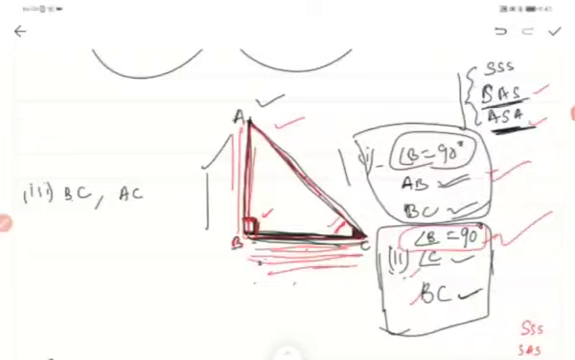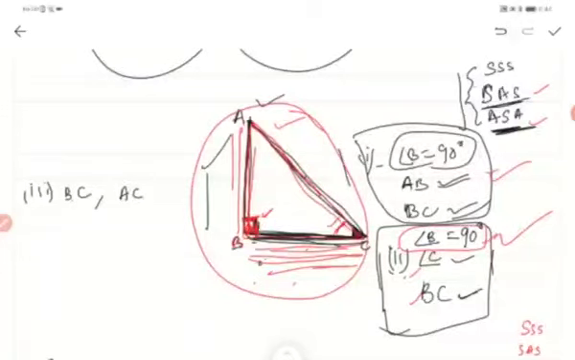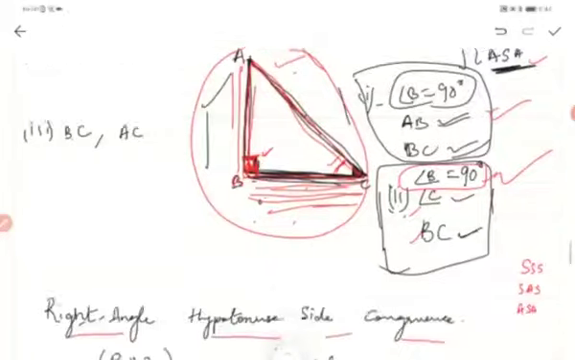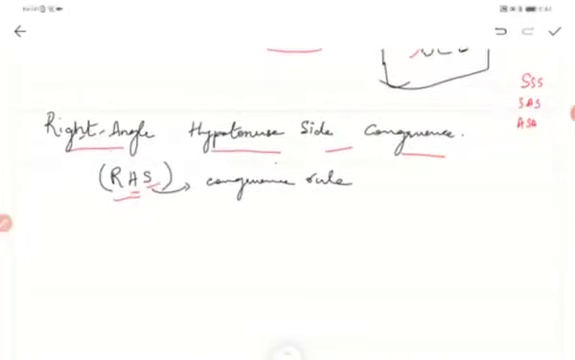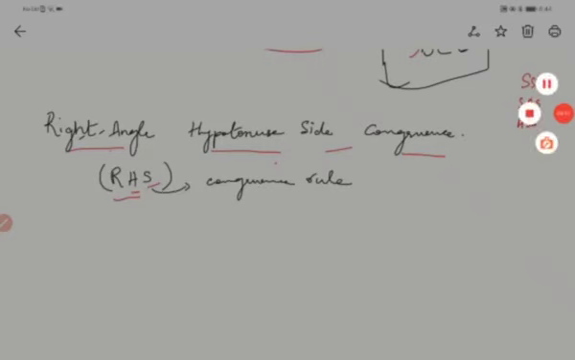Now the next type of rule you can use to find the congruency of this triangle is: you already know angle B, and if you know the hypotenuse of this triangle and the side BC, then you can draw another congruent triangle. Okay, so let's see one example for right angle hypotenuse side congruency. All right, let me draw the picture and then continue.